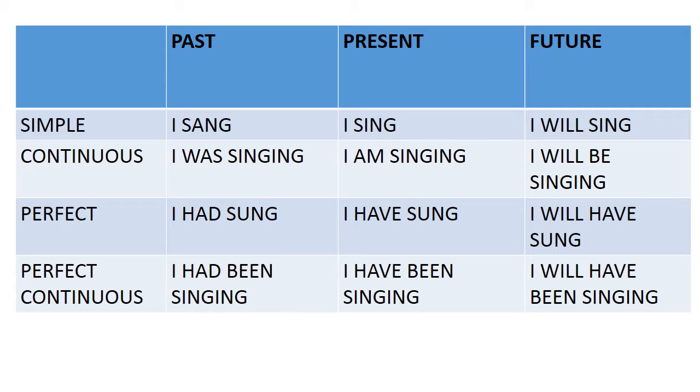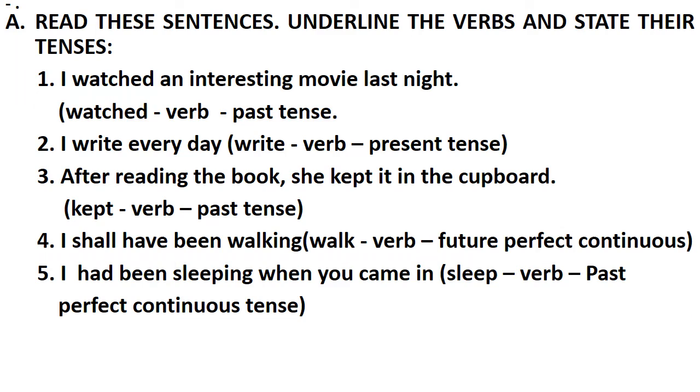Moving on now to the future perfect continuous tense. ing is added with the main verb to make it into a continuous tense, and will is there to represent the future tense. Have is the helping verb or auxiliary verb, and been is the past participle of be. So here the sentence is I will have been singing, which represents future perfect continuous.